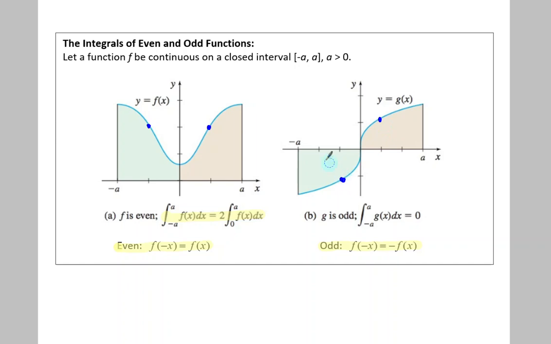So when I create area going from negative a to positive a, it's the exact same area just below the x-axis. So those areas cancel each other out, and therefore, if I'm taking the integral of an odd function from points equidistant from the origin, that's simply 0, and I have no work to do.